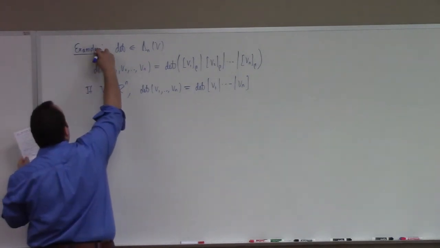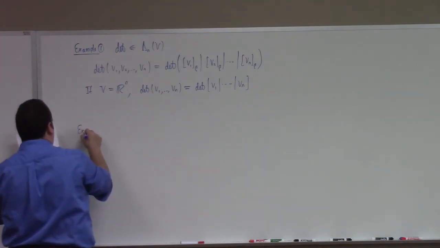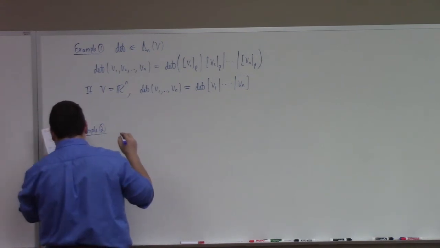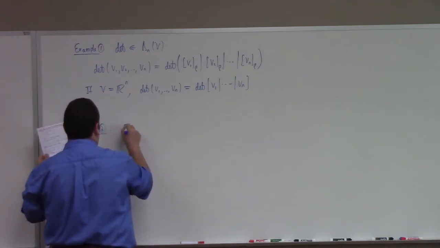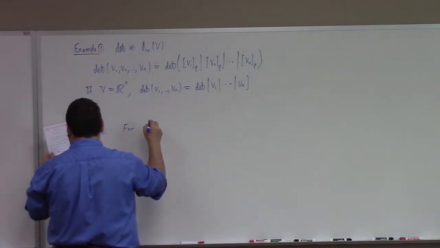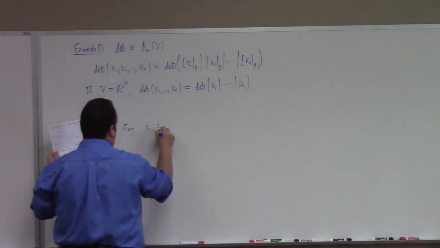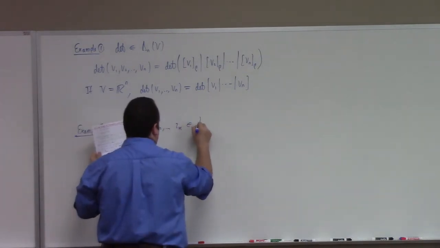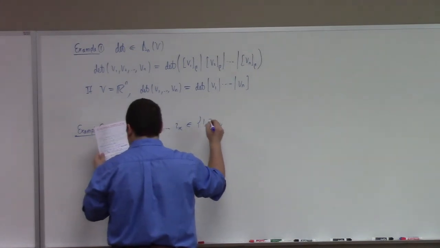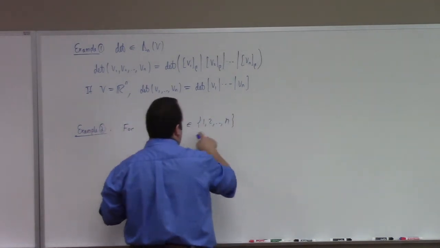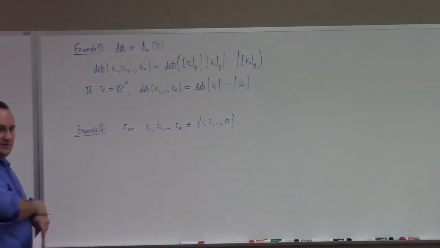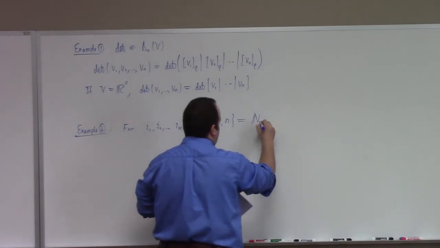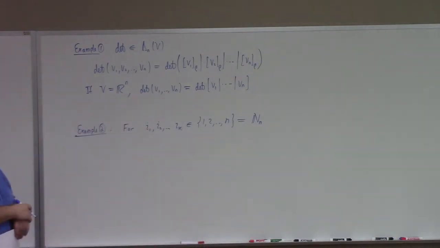Example 2. He says for i1, i2, ..., ik an element of {1, 2, ..., n}. So I have a name for this that, if you don't mind, I'm going to use in here. I like to call this thing the counting numbers up to n. I call this N_n, typically.